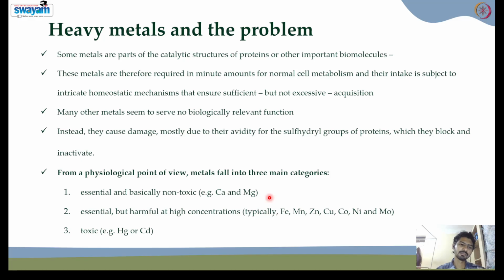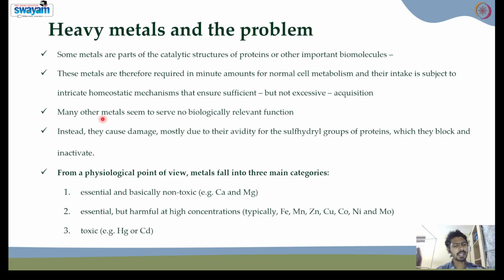If you see, some metals are part of the catalytic structure of proteins. If you take some important proteins or biomolecules, metals like calcium or magnesium participate in normal cell metabolism. They act as a coenzyme or cofactor to catalyze the reactions. But these metals need to be present in very minute quantity for normal cell metabolism, and their intake is also limited to the requirement.